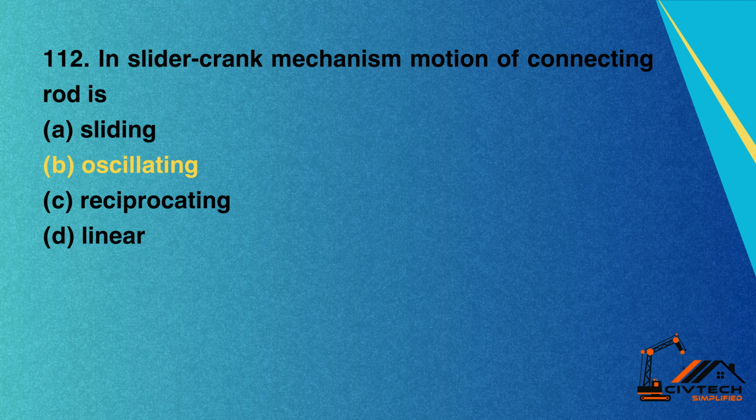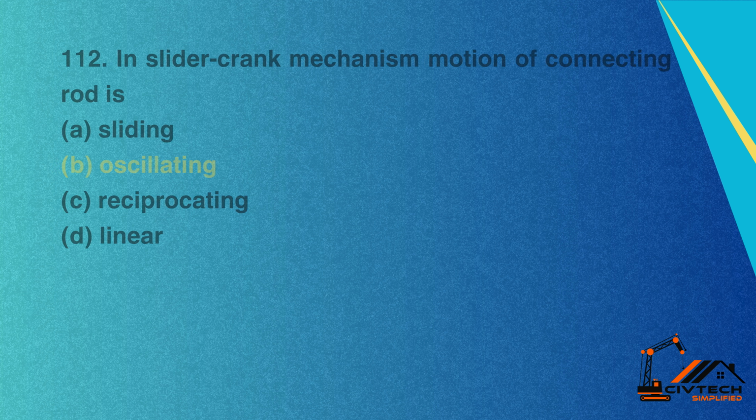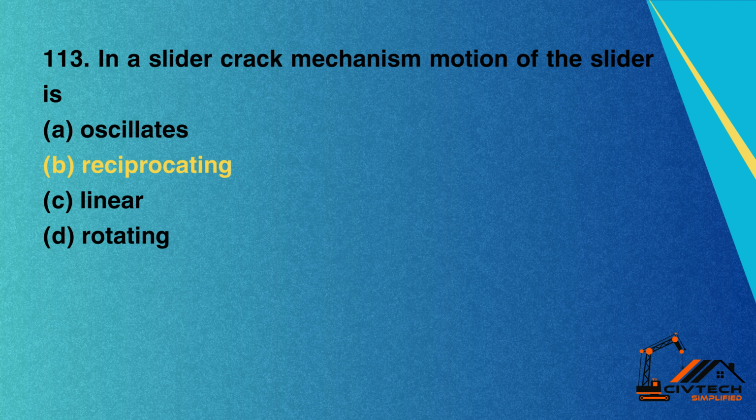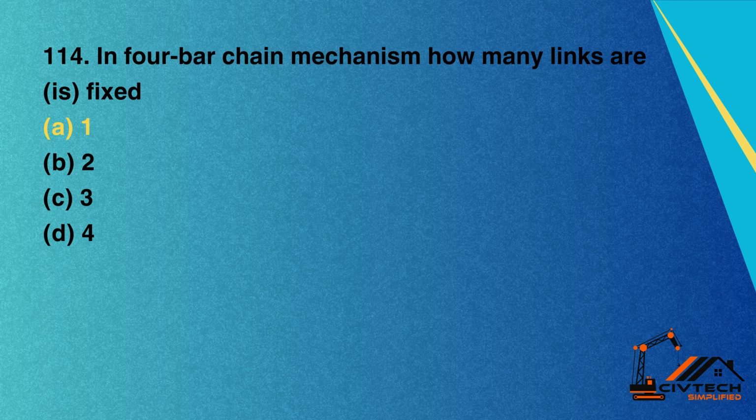112. In slider crank mechanism, motion of connecting rod is: A. Sliding. B. Oscillating. C. Reciprocating. D. Linear. Correct option: B. Oscillating. 113. In a slider crank mechanism, motion of the slider is: A. Oscillates. B. Reciprocating. C. Linear. D. Rotating. Correct option: B. Reciprocating.